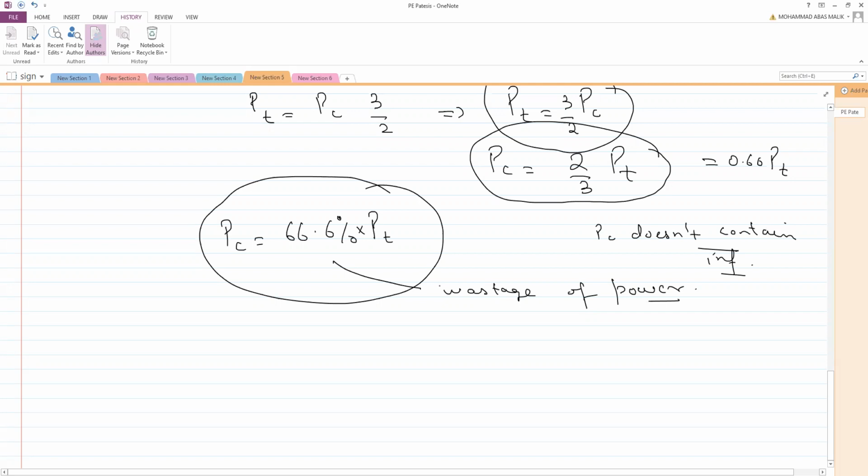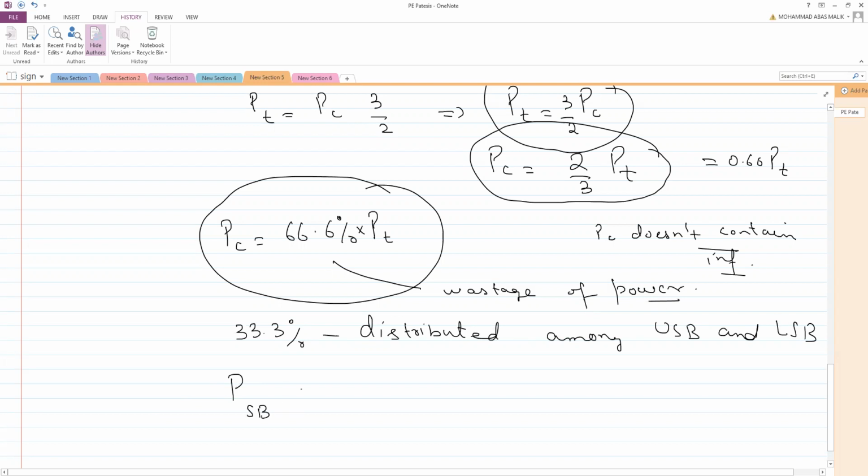Now you can say that 66.6% of total power is distributed to the carrier signal. That means the remaining power, 33.3%, is distributed among the upper sideband and lower sideband. That means the total sideband power in this case will be 33.3% of total power.